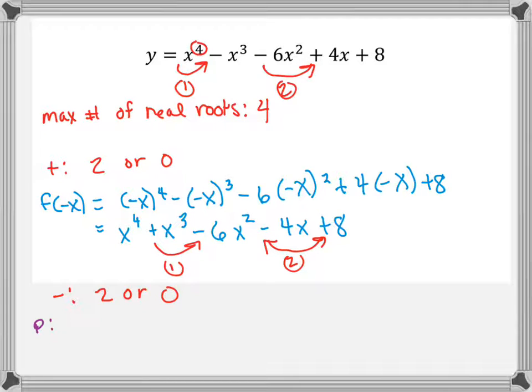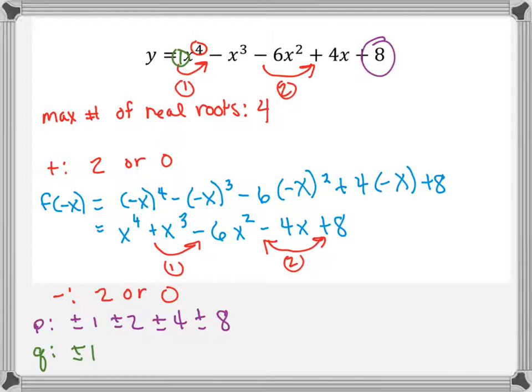So our p's are factors of our constant, which is 8. So those are plus or minus 1, plus or minus 2, plus or minus 4, and plus or minus 8. Our q's will be factors of our leading coefficient, which is 1. And these are the simplest ones because those factors, our q's, are only plus or minus 1.